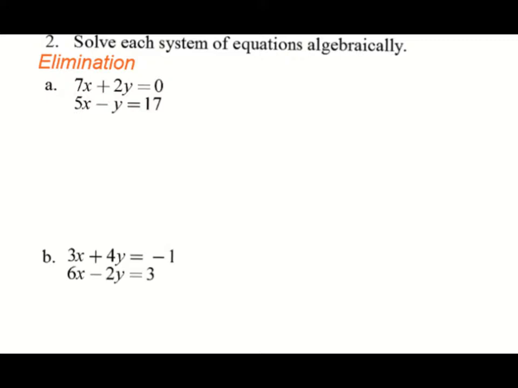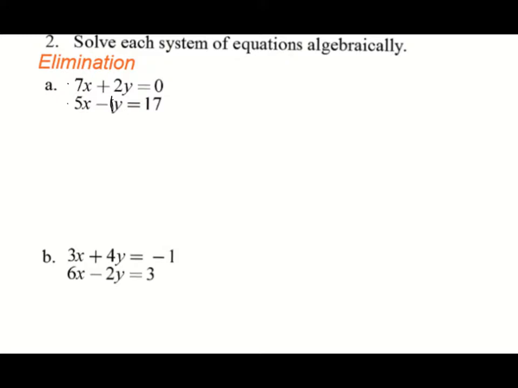And what you see is the x's line up and the y's line up, but our goal here is to get the same variable to have the same number in front of it, but opposite signs. So as of right now, this top one has 7x plus 2y equals 0, and this one says 5x minus y equals 17. So nothing lines up. They're not the same number. We kind of have some opposite signs here, so that's nice. And that's a 1 in front of the y.